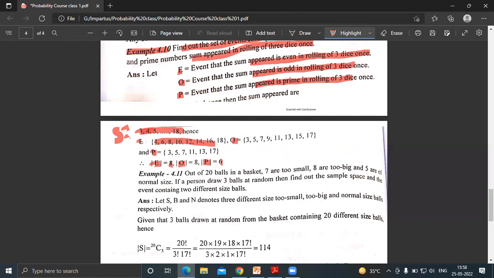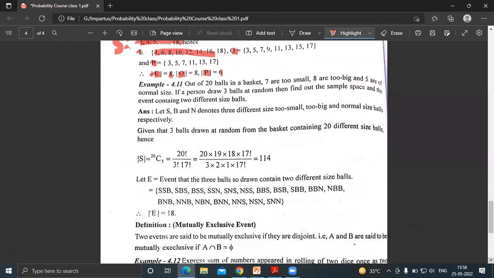Similarly, another important question is here. Out of 20 balls in a basket, 7 are too small, 8 are too big, and 5 are of normal size. If a person draws 3 balls at random, find the sample space and the event containing 2 different size balls. Here I'll take S to denote small size balls, B to denote big size balls, and N to denote normal size balls respectively.